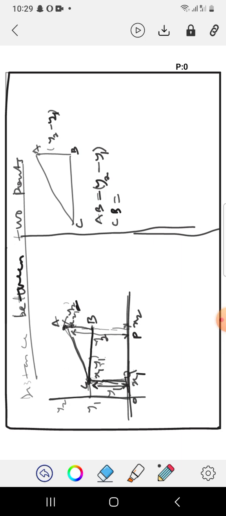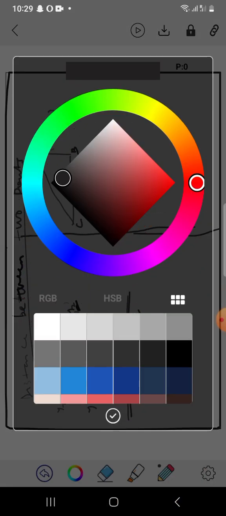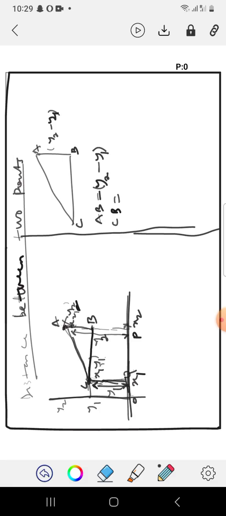let me pick a new color to make this thing clearer. From the origin here to this place, that's actually x2. But from the origin here to this place, that's x1. So the distance between these two will now be x2 minus x1. So this is going to be x2 minus x1.